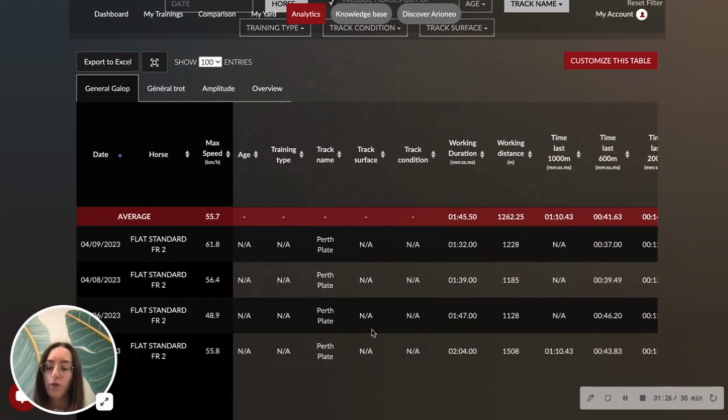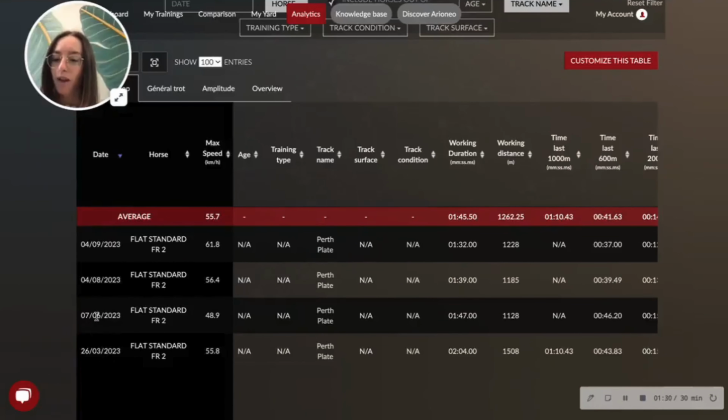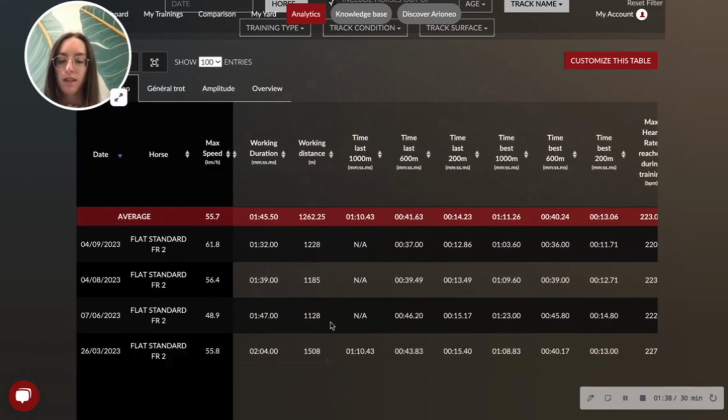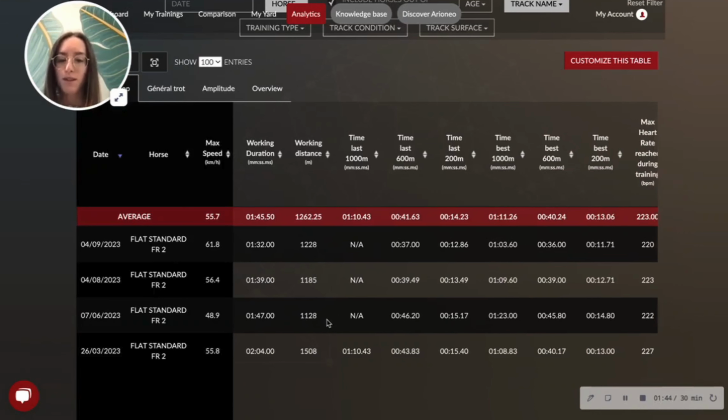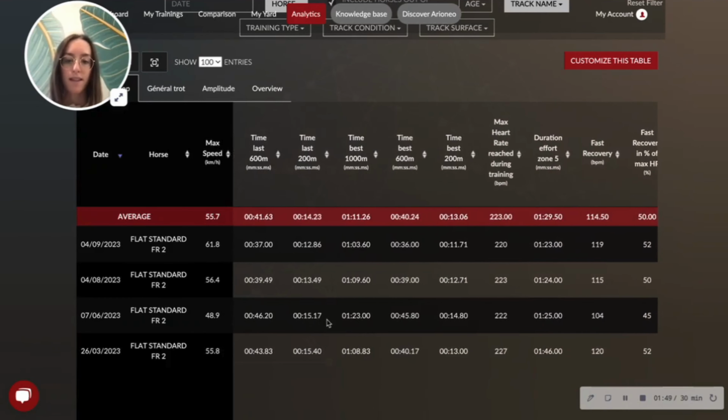Here I have 4 trainings that were recorded at several points in time over several months. So it will be interesting to see the evolution of this horse. The distance of the trainings varies a bit, but on the last ones, it's almost always the same at 1000 meters close.